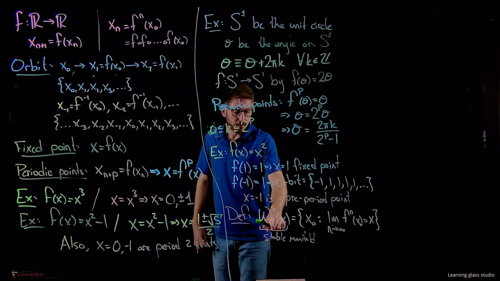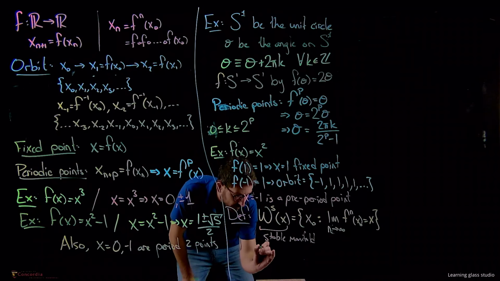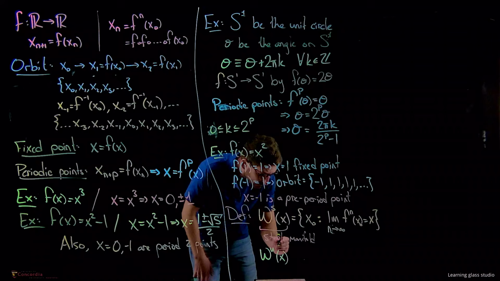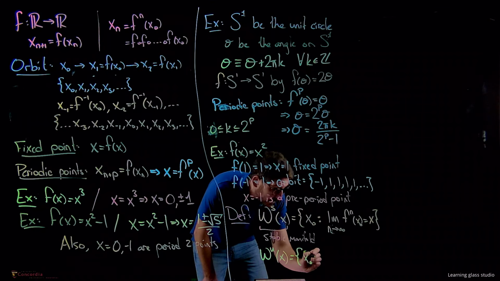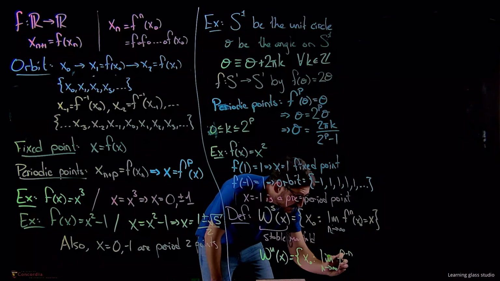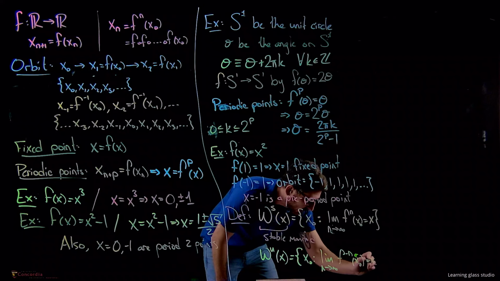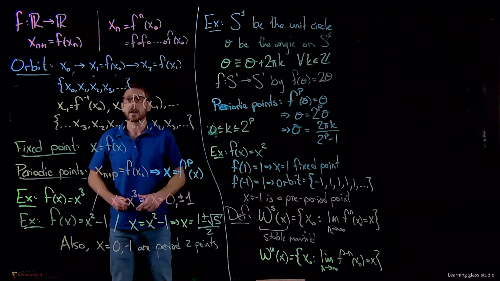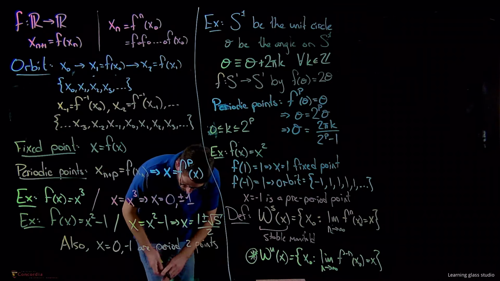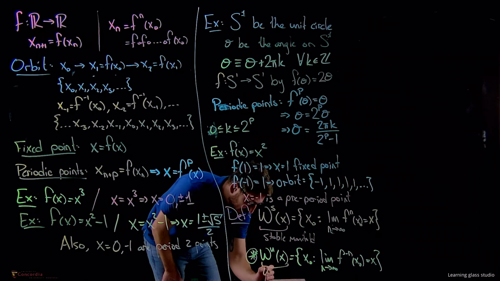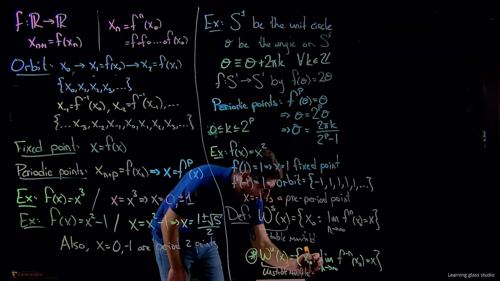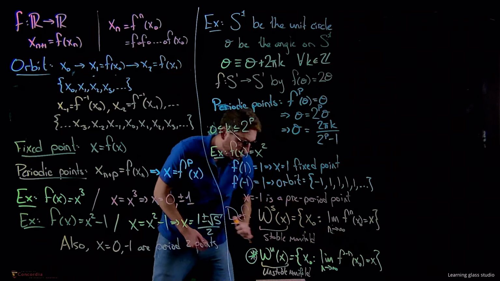Another thing is, if f is an invertible mapping, we can also define the unstable manifold. The unstable manifold is the set of initial conditions so that the backwards limit, f to the minus n of x0, is equal to x. And that can only be defined whenever you actually have invertibility. So this one is a little bit more complicated. We call this the unstable manifold, and the reason is that you have to go backwards in time to arrive at the fixed point here.